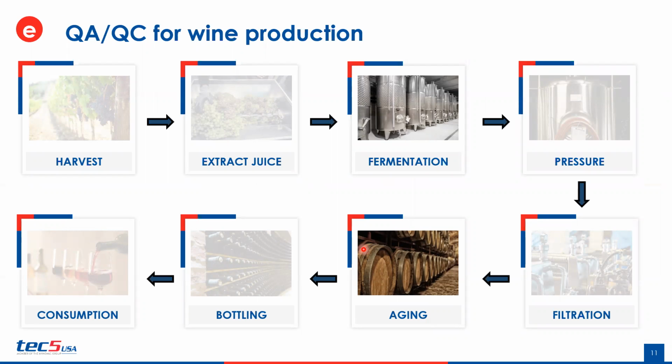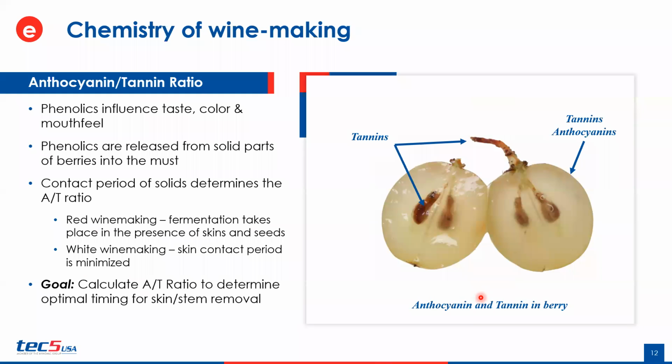So taking one example of the fermentation process there, another example we'll talk about in the next slide. This can be utilized within the fermentation procedure, or sometimes this is an important parameter in the aging process for users to monitor. So this parameter is the anthocyanin and tannin ratio, or individually concentrations of anthocyanin and tannins. As many of you already know, the phenolic groups influence taste, color, and mouthfeel.